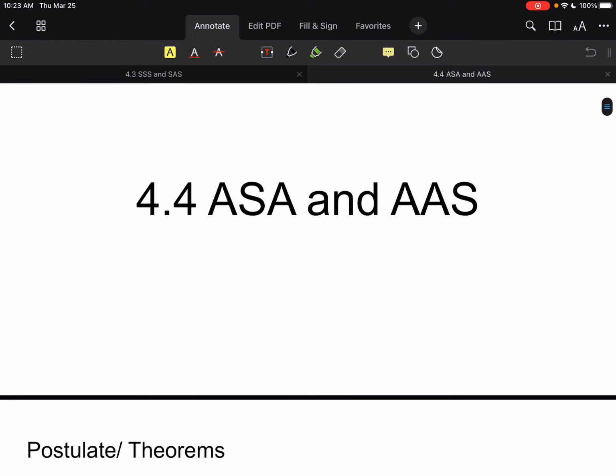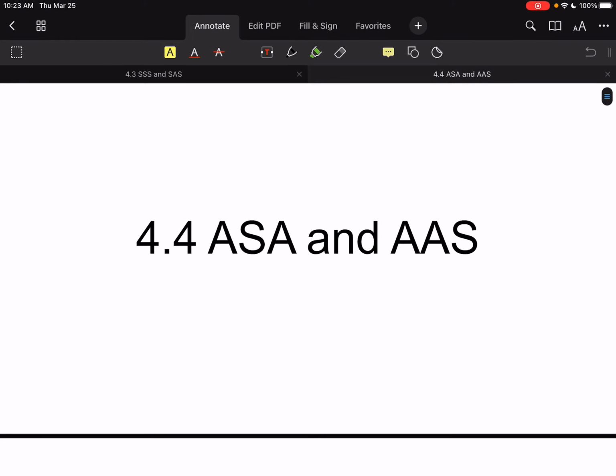All right, so since we didn't do notes last Thursday, we're going to do them for Virtual Monday instead. We're in 4-4. This is going to be angle, side, angle, and angle, angle, side. So last week we talked about side, side, side, and side, angle, side. This week we're talking about some more, just other ways to prove that triangles are congruent to each other.